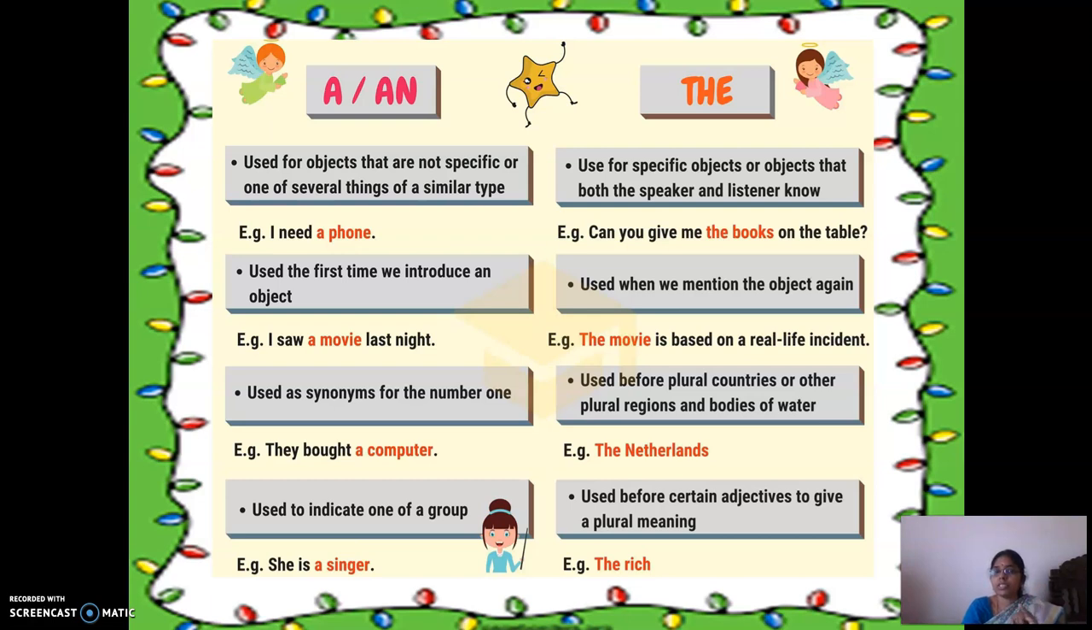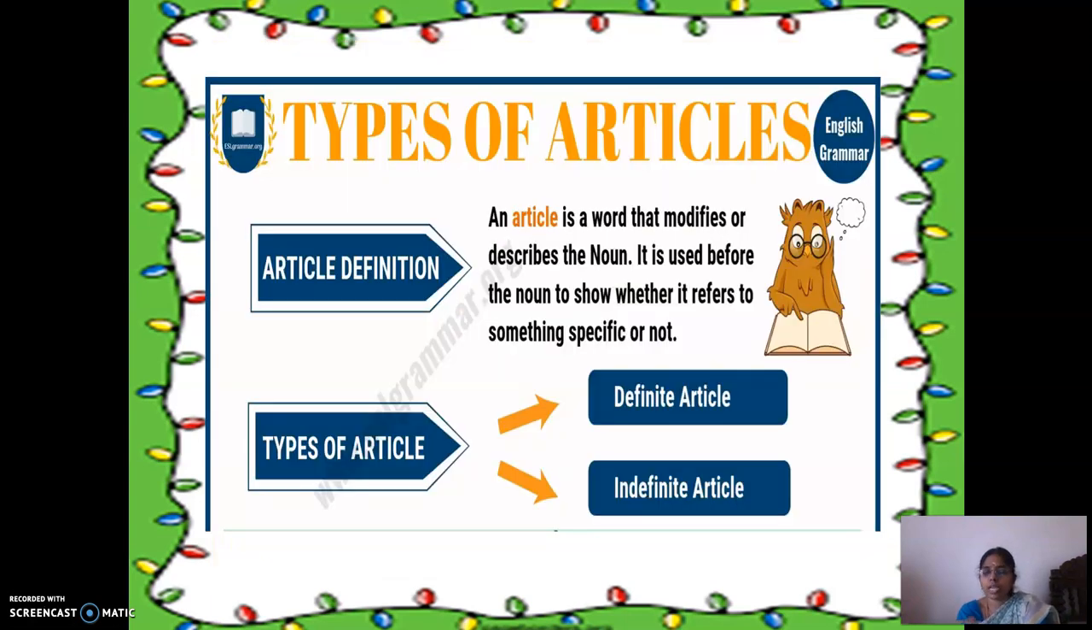First rule for the is used for specific objects or objects that both speaker and the listener knows. When we mention the object again, we will use the. Used for plural countries or other plural regions and bodies of water. Used before certain adjectives to give a plural meaning. Right? So types of articles.